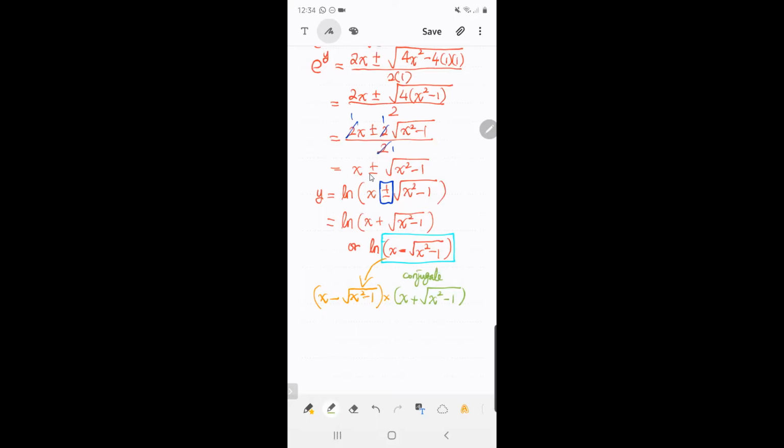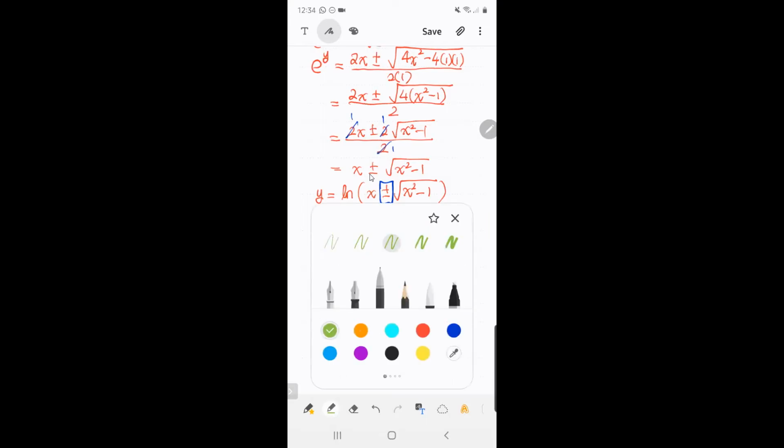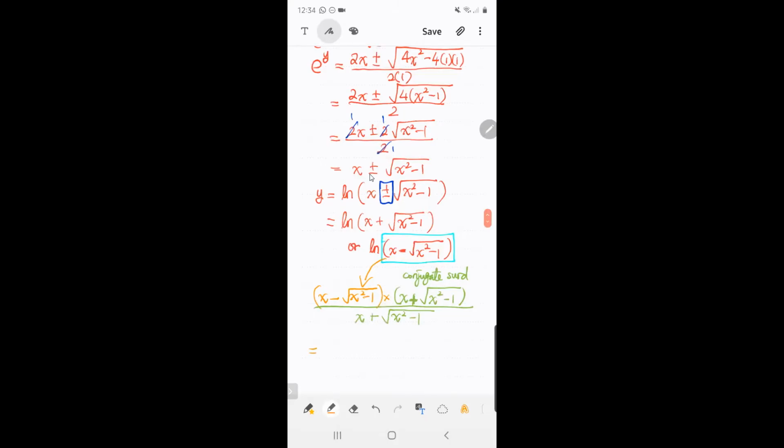SPM, I think you didn't learn conjugate surd, but you all learn the conjugate complex number. Similar concept. You just change the sign to positive. This one is negative. So when you multiply up and down by the conjugate surd, you have to multiply by x plus square root of x squared minus 1 up and down. You continue to operate. This is equal to x squared minus the square root of x squared minus 1 in the bracket squared, divided by x plus square root of x squared minus 1.